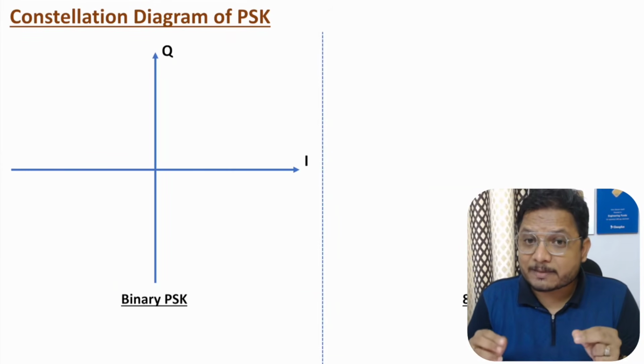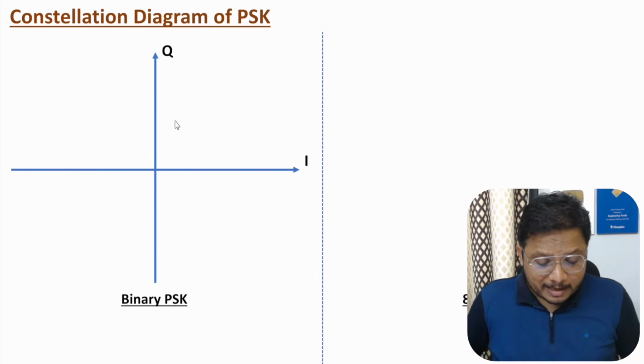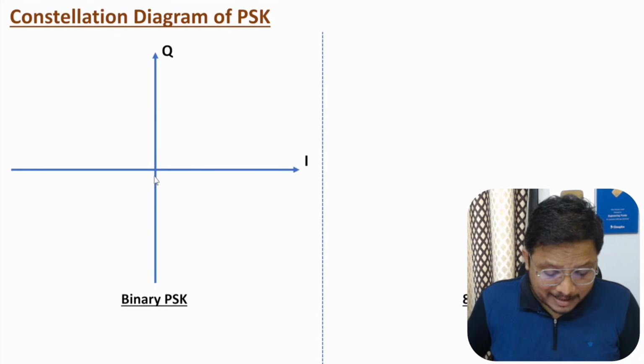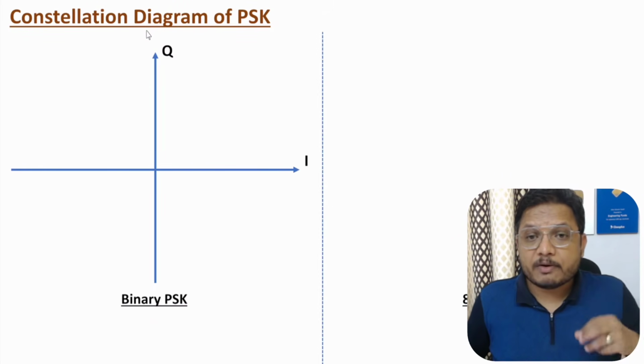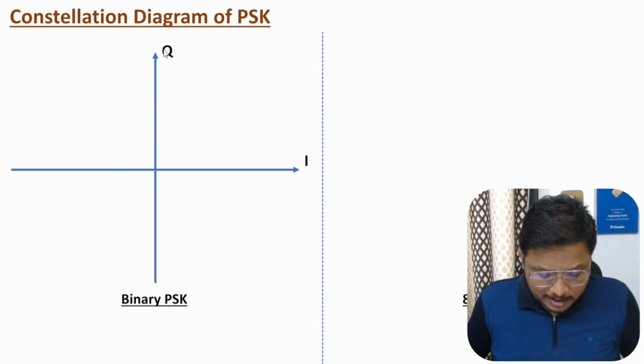First of all, let me explain what a constellation diagram is. In a constellation diagram, we have two axes. The horizontal axis is I and the vertical axis is Q. In a constellation diagram, we will plot symbols. Let me take one example. Here I'll take the example of binary PSK.